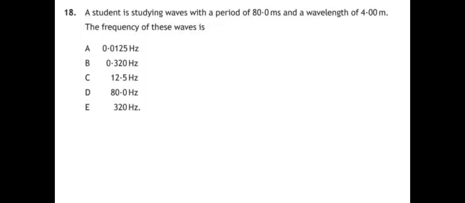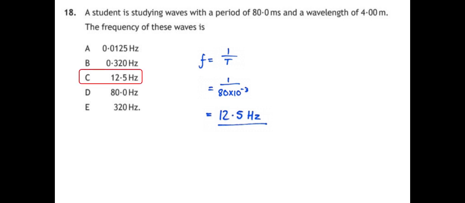Number 18. A student is studying waves with a period of 80 milliseconds and a wavelength of 4 meters. The frequency of these waves is... Okay, so the wavelength is extra information here just to throw us off the scent. The way to work this out is using the formula frequency is 1 over period. 1 over 80 milliseconds, which is 80 times 10 to the power of minus 3, which is 12.5 hertz. Answer C.